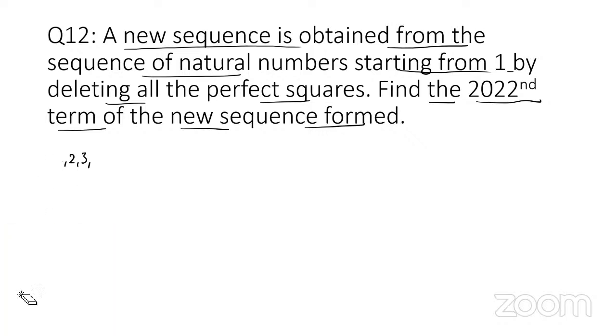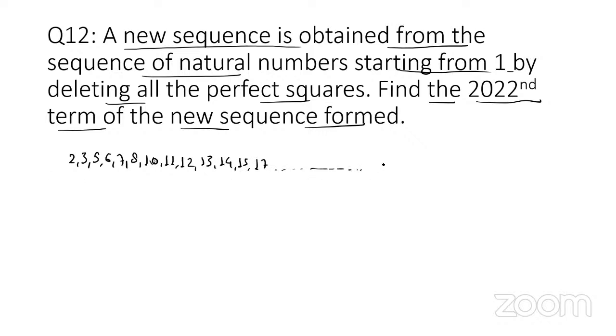So the sequence should be like 1, 2, 3, but 4 is not written, because that is a perfect square. In fact, 1 is also not written because 1 is also a perfect square, right? So we can say the sequence should start actually not from 1, it should start from 2. After 3 should be 5, 6, 7, 8, then 9 should be missing, then 10, 11, 12, 13, 14, 15, and 16 should be missing, and then should be 17. So this should be the sequence.